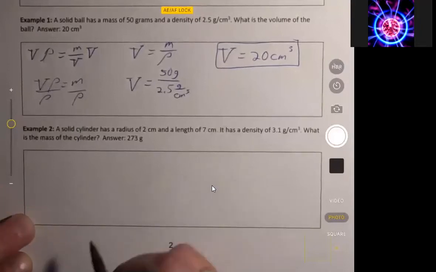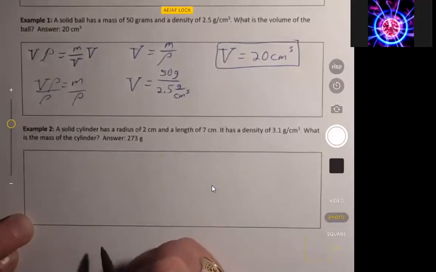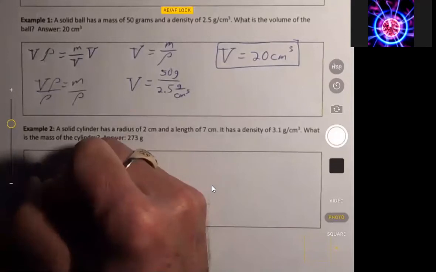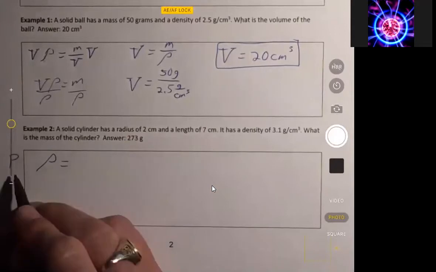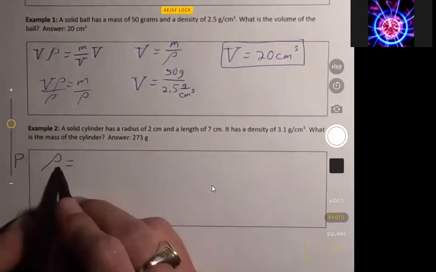All right, example two. We have the same relationship, density, which is the Greek letter rho, which I'm not particularly good at drawing, but I just make sure they don't look like a P. Okay, so there's a P and there's a rho. I just make it a leaning over P.